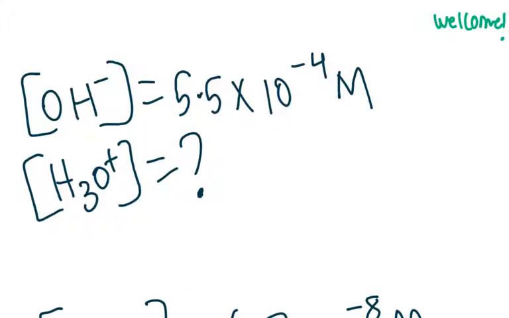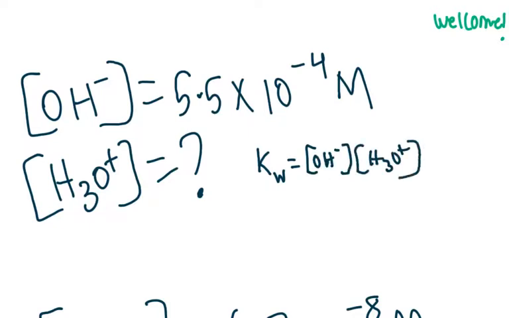So here we see that we're given the concentration of OH negative, the hydroxyl concentration. So we're given the alkalinity of our solution. How do we find the H3O plus? Well, if you remember the auto-ionization of water, we had Kw equals the concentration of OH times the concentration of H3O plus. So all we have to do is use that equation.